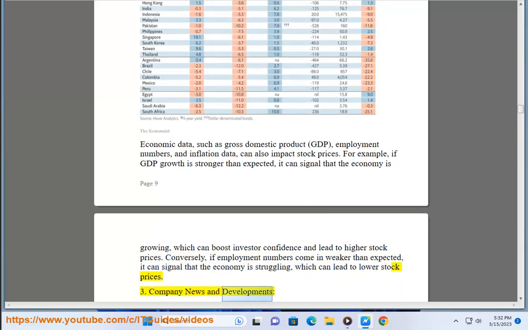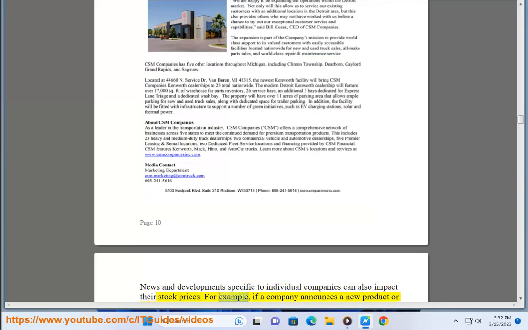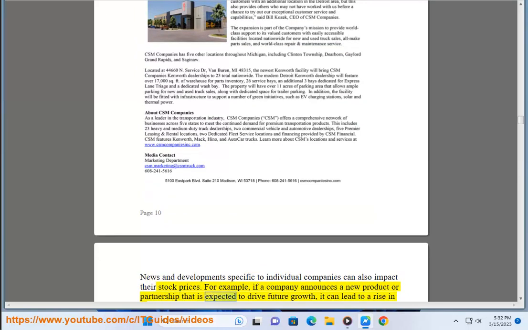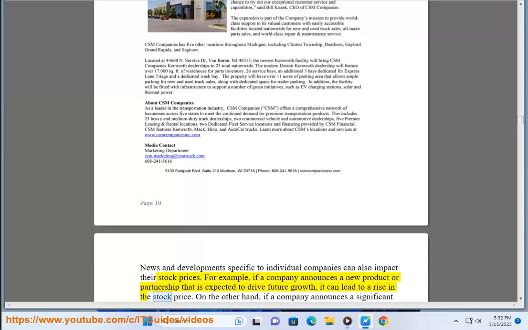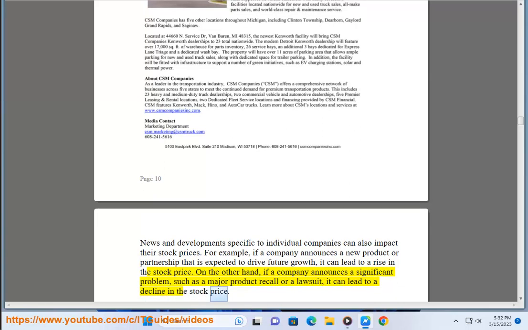3. Company news and developments. News and developments specific to individual companies can also impact their stock prices. For example, if a company announces a new product or partnership that is expected to drive future growth, it can lead to a rise in the stock price. On the other hand, if a company announces a significant problem, such as a major product recall or a lawsuit, it can lead to a decline in the stock price.